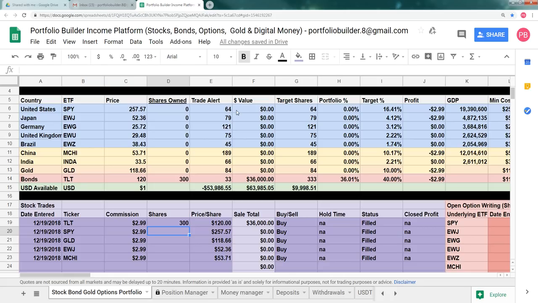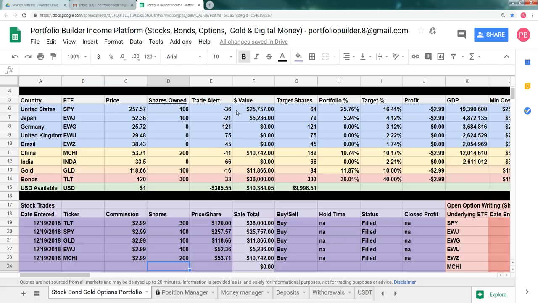For the SPY ETF, I really want 100 so I can write one covered call each week to generate income. For the GLD position, I need to bump it up to 100. For EWJ, I need to bump it up to 100. And for the MCHI, I need to bump it up to 200.